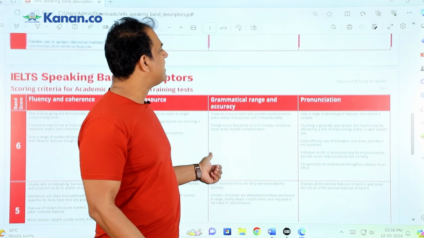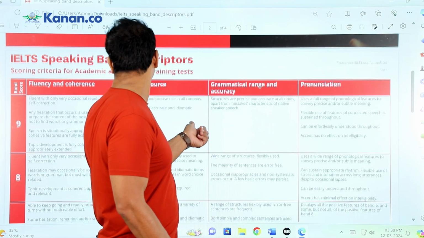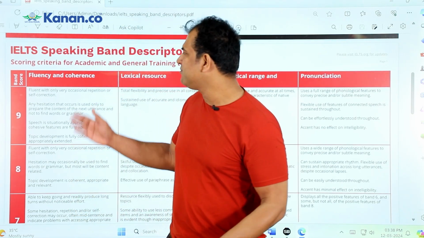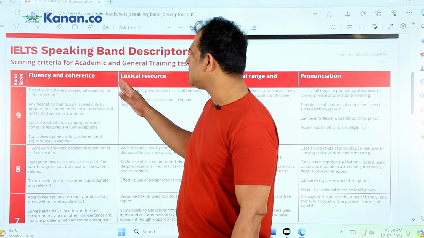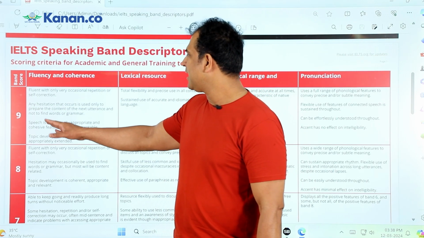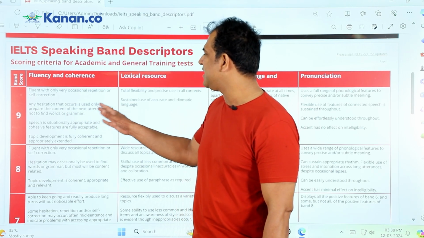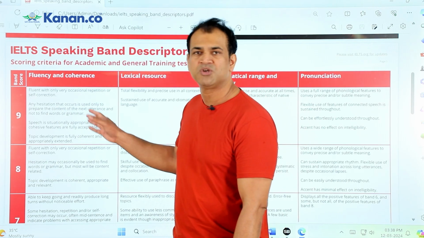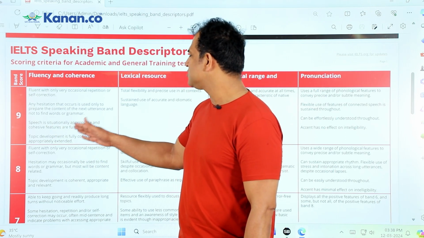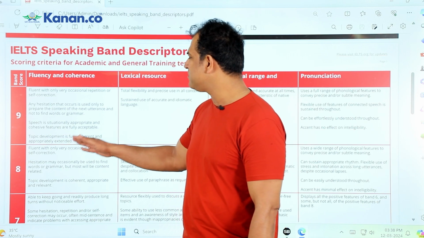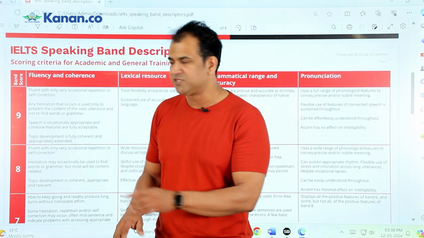Let's move to band 9. Okay, band 6, band 7, band 8 and band 9. All right. So in band 9, fluency and coherence, it says fluent with only very occasional repetition or self-correction. And they say any hesitation that occurs is used only to prepare the content of the next utterance and not to find words or grammar. Speech is situationally appropriate and cohesive features are fully acceptable. Topic development is fully coherent and appropriately extended. Perfect in fluency and coherence.